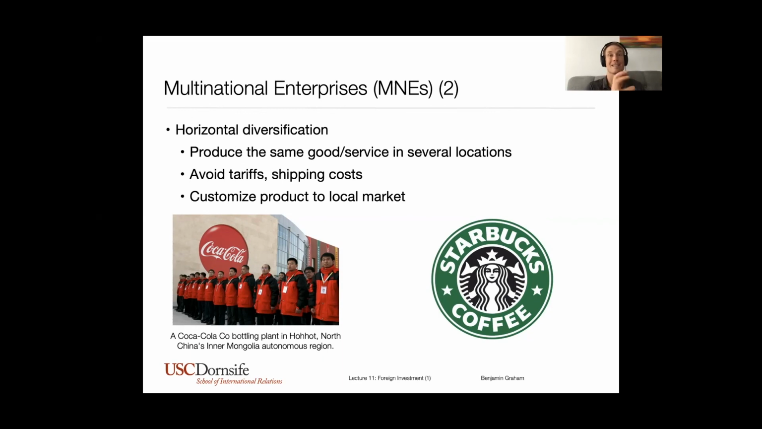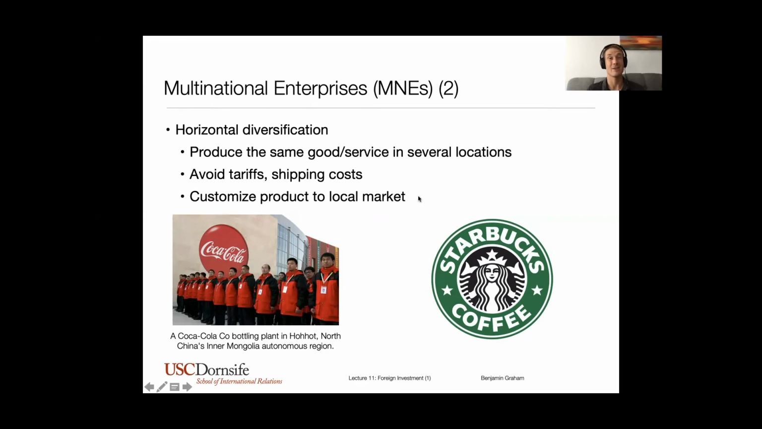Or sometimes you want to tailor it to local taste, right? So famously with Coke, Coke bottled in Mexico is using sugar as opposed to high fructose corn syrup on the stuff bottled in the United States. So you can actually have a different recipe for Coke in different places. So Coca-Cola is an example of horizontal diversification, although technically Coke is licensing with a lot of these bottlers, and we'll talk about that distinction in a little bit.